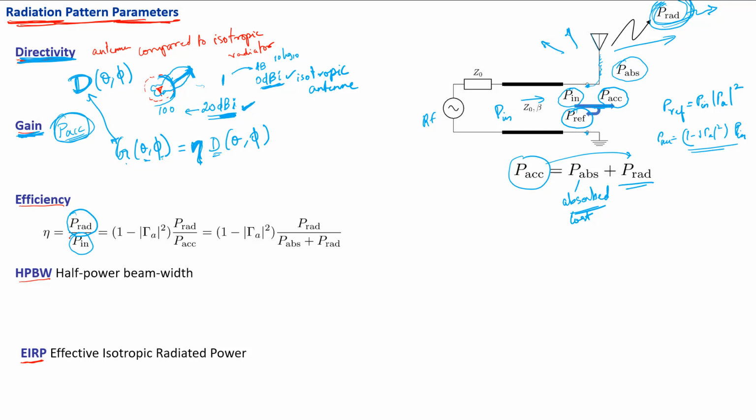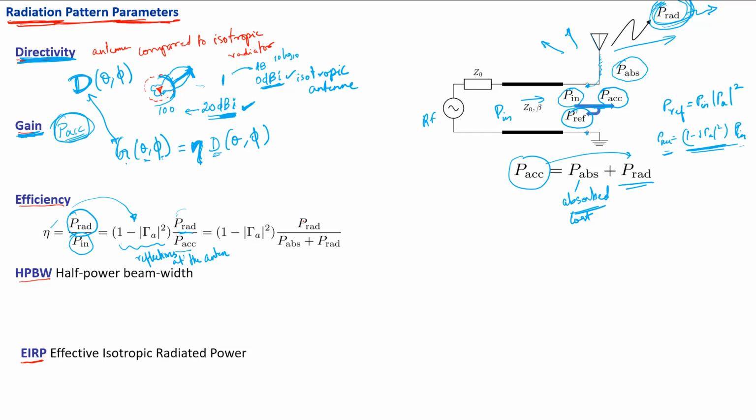So if we go ahead and do the math, we will see that the accepted power in terms of the input power is 1 minus gamma A square. So in terms of accepted power over the radiated power, which is our gain, this factor is going to be our gain. The efficiency is going to be proportional to 1 minus gamma A square. That accounts for the reflections at the antenna terminal, at the antenna.